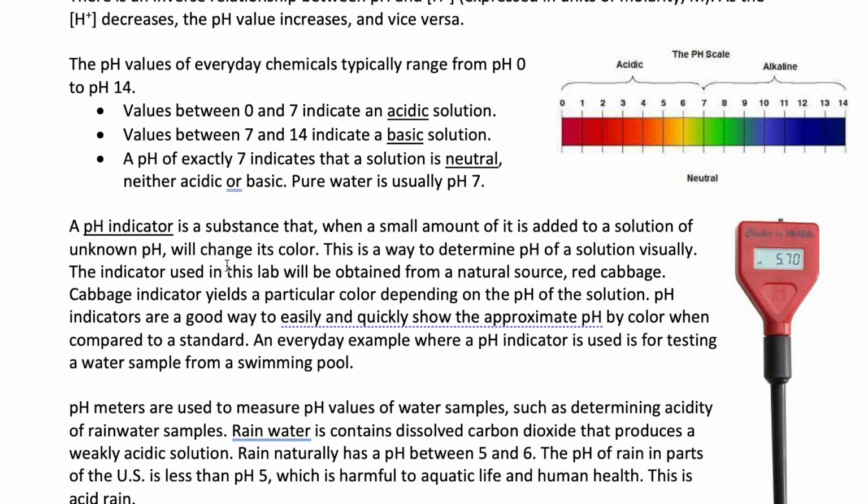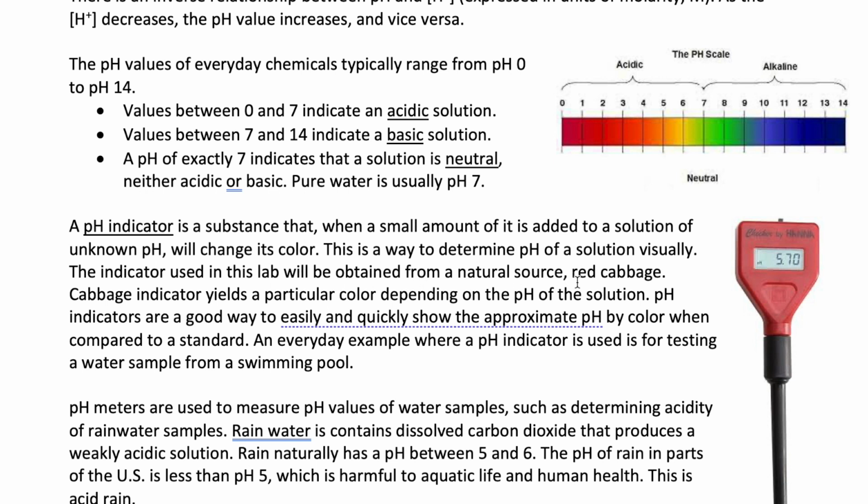A pH indicator, which is the substance you'll be making using the red cabbage today, is a substance that will change its color when you add a small amount of a sample solution. You might have heard of the litmus paper or the litmus test, and that actually comes from an acid-base indicator that has two colors. It's red and blue. So red when it's acidic and blue when it's basic. So if you take a litmus paper and dip it in a solution and its color changes from red to blue, then you know that solution is basic, and vice versa.